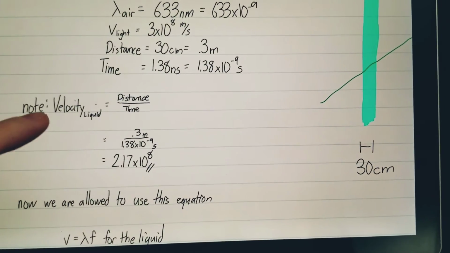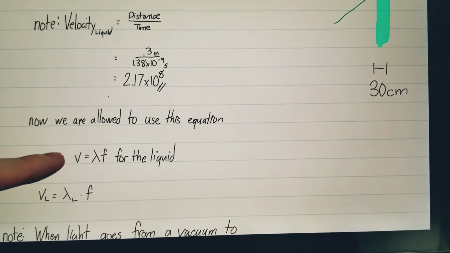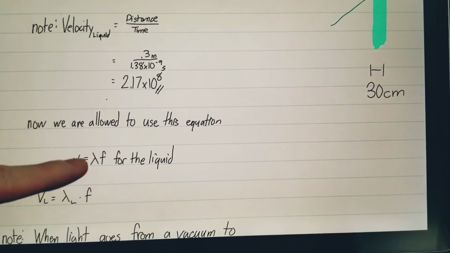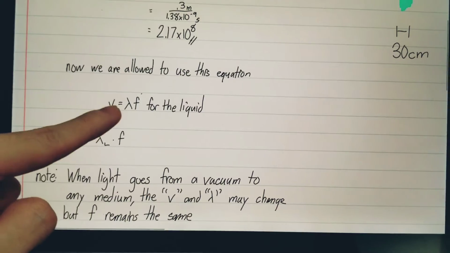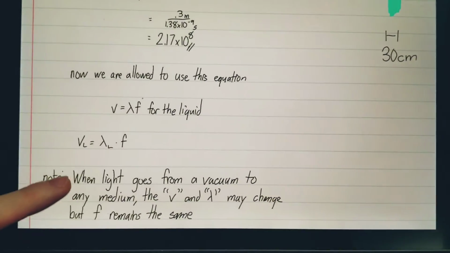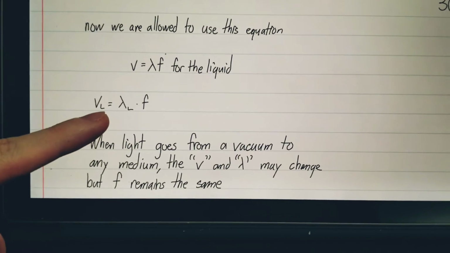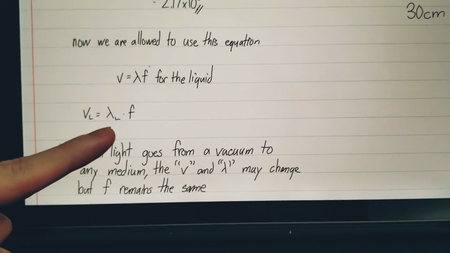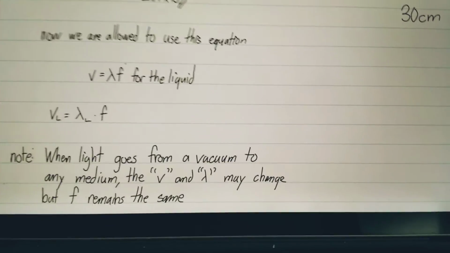Now that we know this key information, we are allowed to use this formula right here. Velocity is equal to the wavelength times the frequency. Now, if we change this formula to account for the liquid, we end up with the velocity of the liquid is equal to the wavelength of the liquid, which is what we're looking for, times an unknown frequency. But is it really unknown?